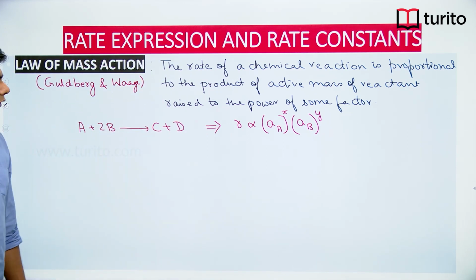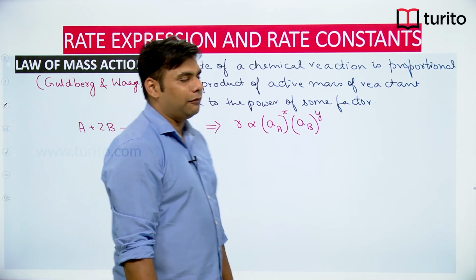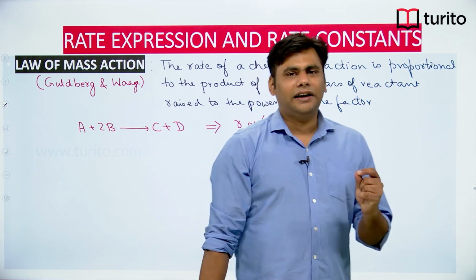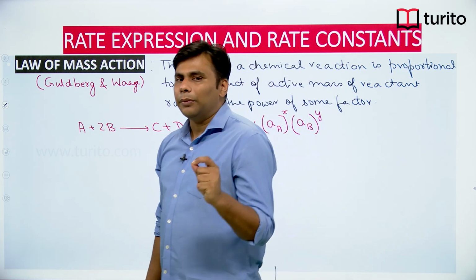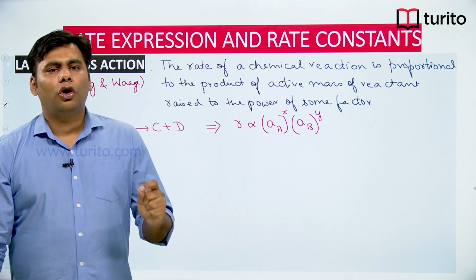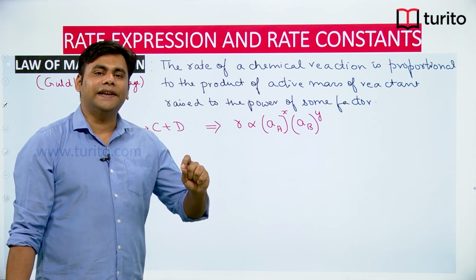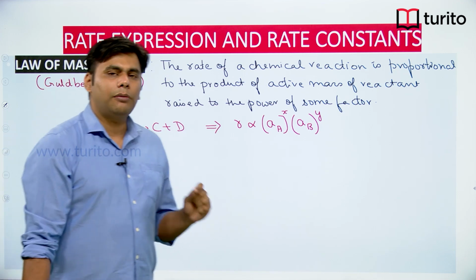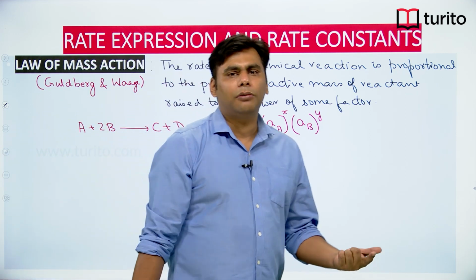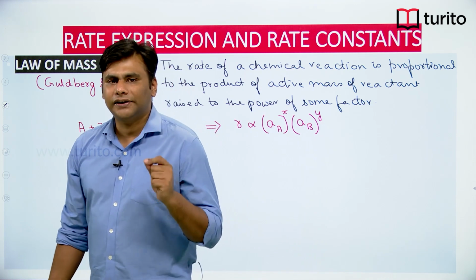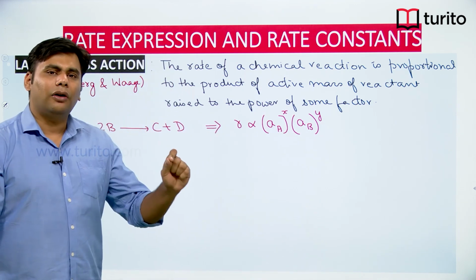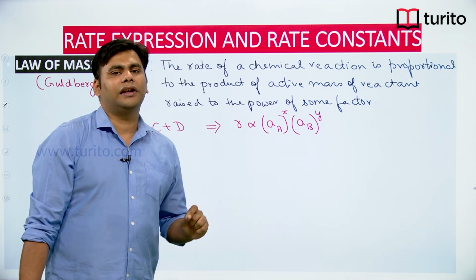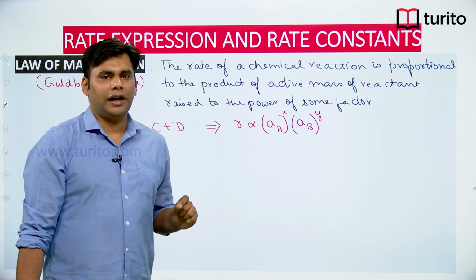Now we need to understand what this active mass is exactly. Active mass is basically that mass or amount of the substance that is reacting in a chemical reaction. Suppose you are mixing A and B, some amount of A would be reacting with some amount of B. So active mass is the amount of that species which is reacting in a particular chemical reaction.